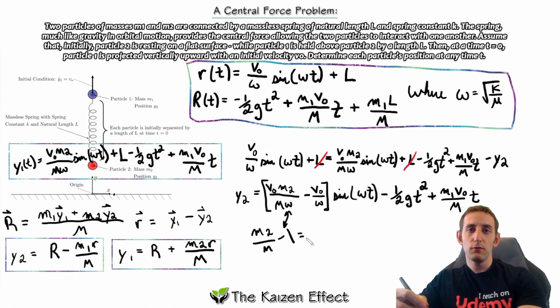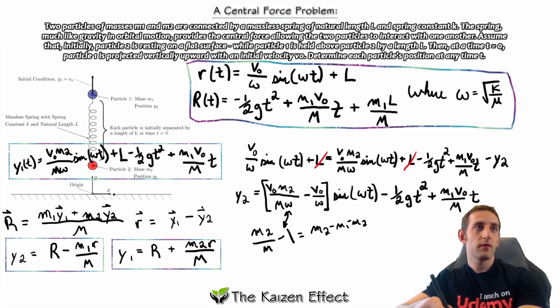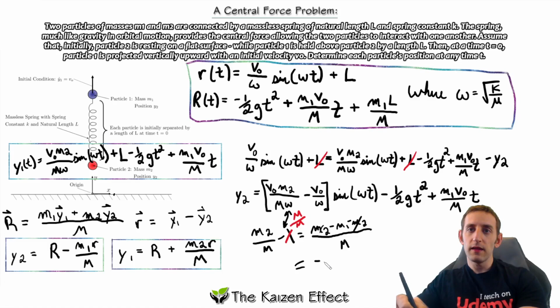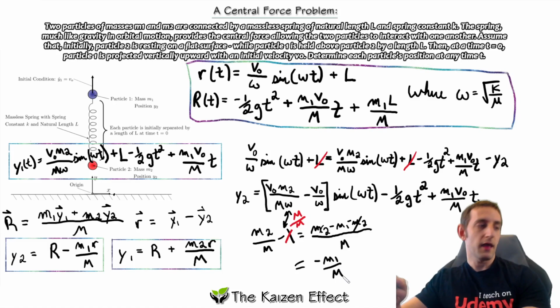This has to be equal to, well, we could say that 1 is just big M over big M. So this is going to be M2 minus M1 minus M2. So basically, I'm just saying this guy right here is big M over big M. And I'm grouping the terms. So this becomes big M. And then this guy's going to cancel. That guy's going to cancel. And we just get a negative M1 over big M.